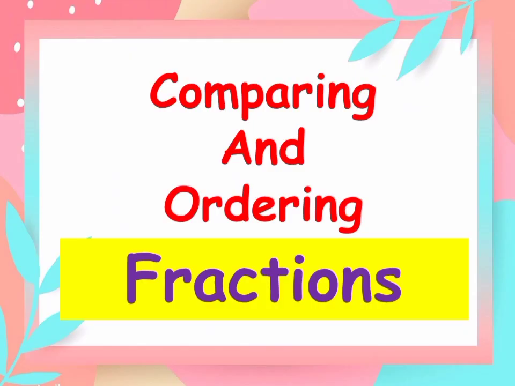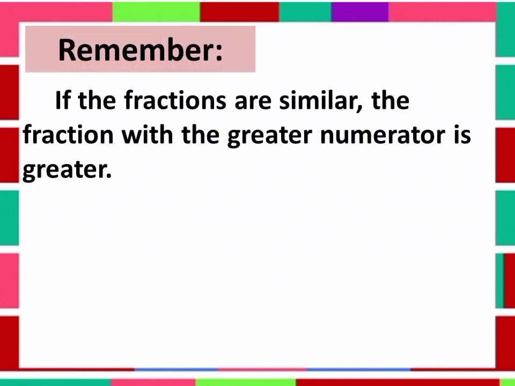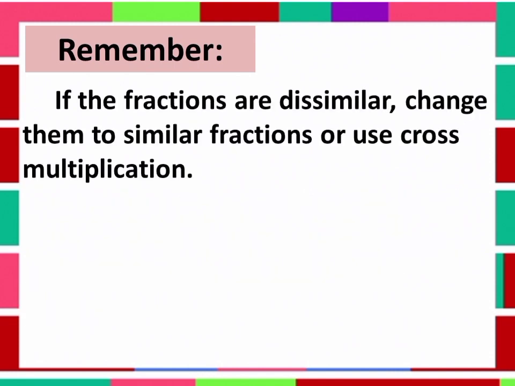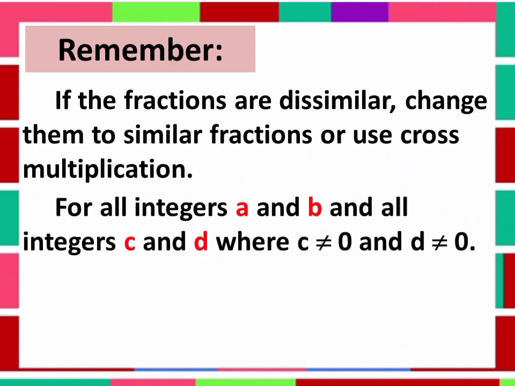So, remember, if the fractions are similar, the fraction with the greater numerator is greater. And if the fractions are dissimilar but have the same numerator, the fraction with the smaller denominator is greater. And if the fractions are dissimilar, change them to similar fractions or use cross multiplication. So, always remember that for all integers a and b and all integers c and d, where c is not equal to 0 and d is not equal to 0.